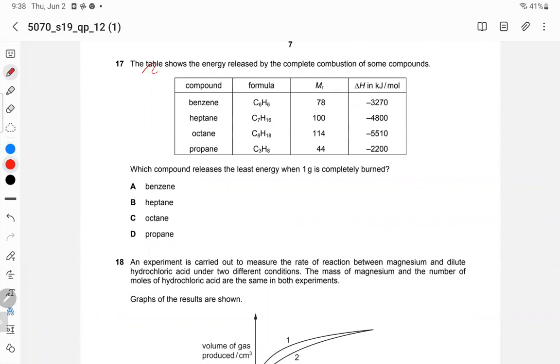Question number 17. The table shows the energy released by the complete combustion of some compounds. Which compound releases the least energy when 1 gram is burned?